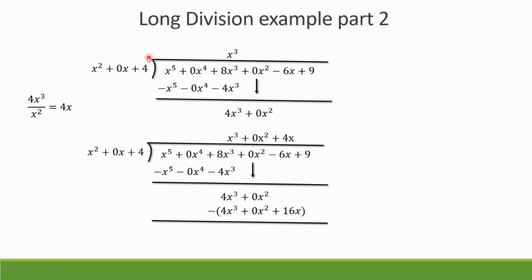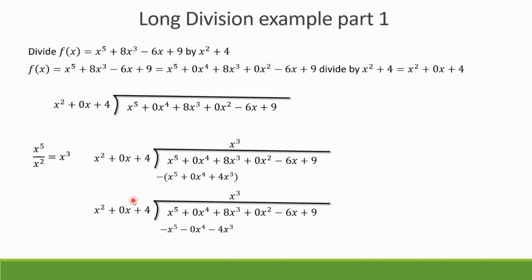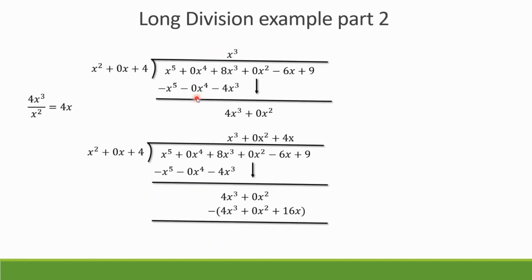I didn't mention this, but x cubed times 0x, that's 0x to the 4. I know technically it's 0, but just to keep things consistent, I wrote 0x to the 4. But when you do 0x to the 4 minus 0x to the 4, it's gone. 8x cubed minus 4x cubed, that's 4x cubed. And of course, the next term, 0x squared, we bring down. Then we have 4.